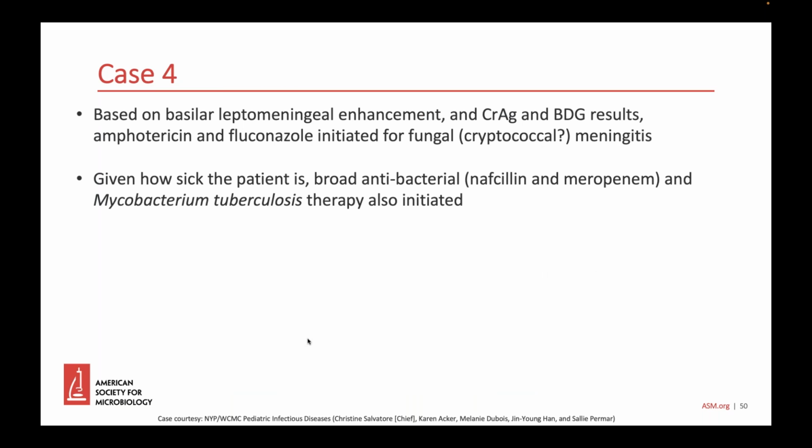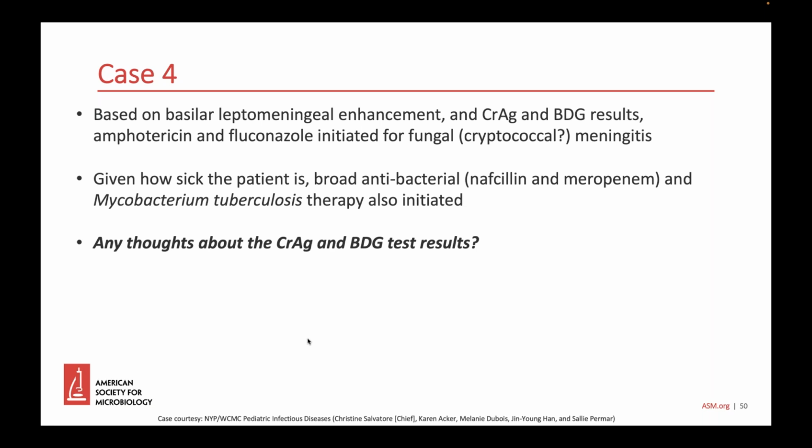So based on that leptomeningeal enhancement and the cryptococcal antigen and beta-D-glucan results, amphotericin and fluconazole were initiated for fungal infection. Is it cryptococcal meningitis? Given how sick the patient is, broad antibacterial therapy was initiated, and also the patient had a history of MSSA and had hardware in place through the coil embolization process. And then also Mycobacterium tuberculosis therapy was initiated.